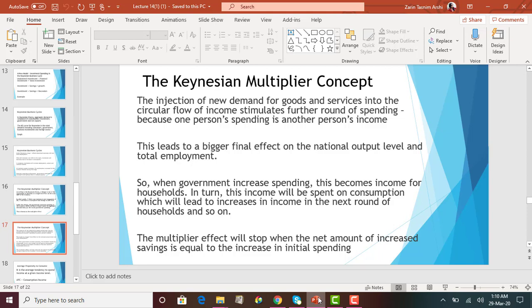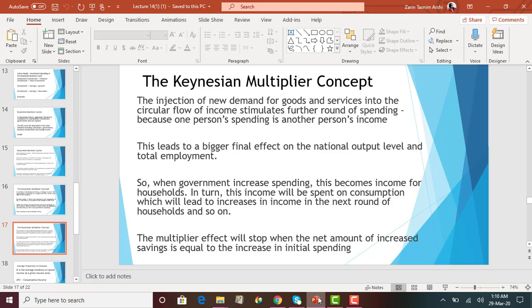Okay, so the multiplier effect will keep on going. If, let's say, government injects $200,000, there will be a multiplier effect going on in the economy until the increase in the amount of savings is equal to your increase in initial spending. Okay, but again, in order to see how it actually works in an economy, we have to know certain other concepts.